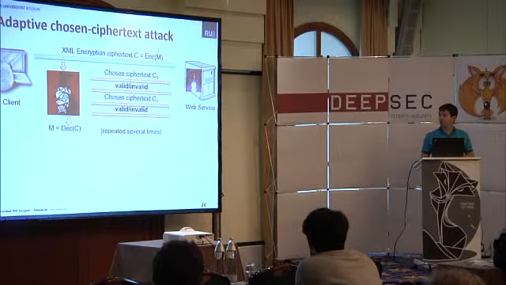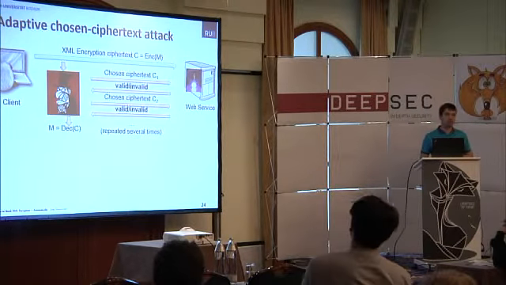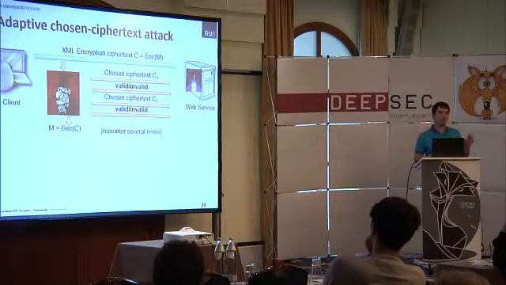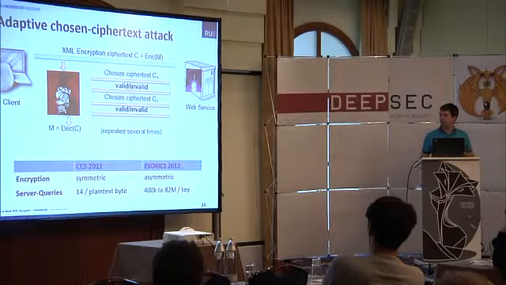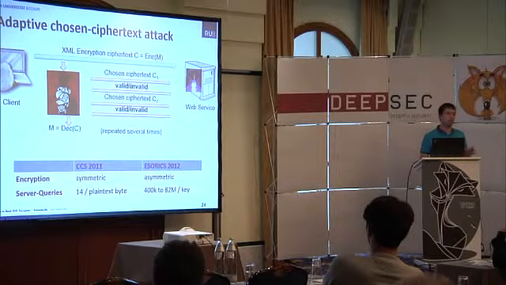And as already mentioned, we described attacks on the asymmetric part using Bleichenbacher's attack, and on the symmetric part. And in the symmetric case, we could decrypt one plaintext byte using 14 queries to the server, using 14 oracle queries. And in the asymmetric part, we needed about 400,000 queries to a few millions of queries, but we could decrypt the whole symmetric key.